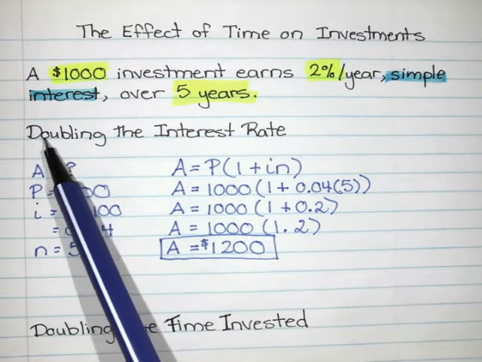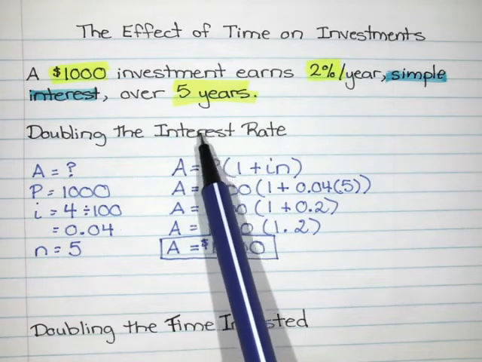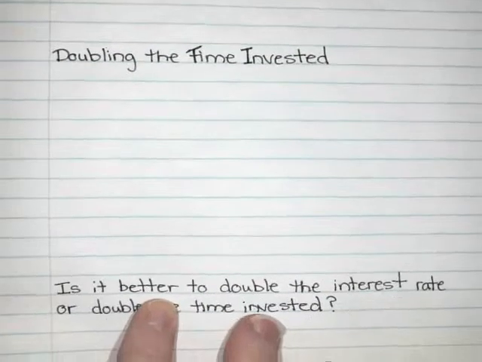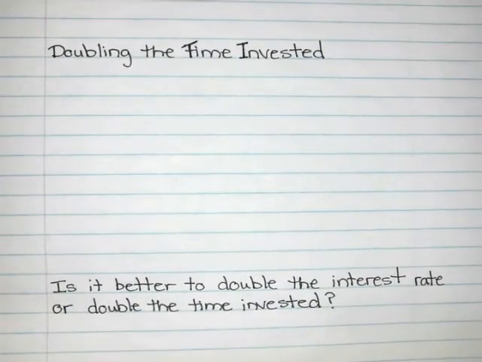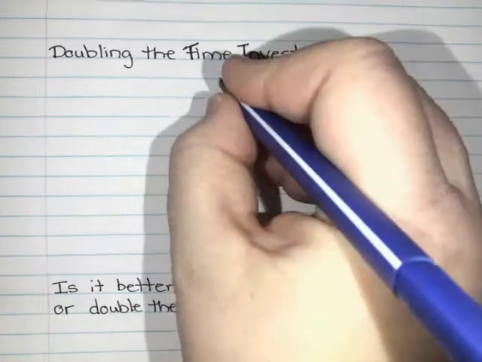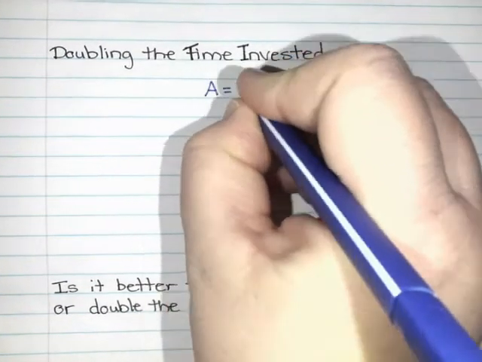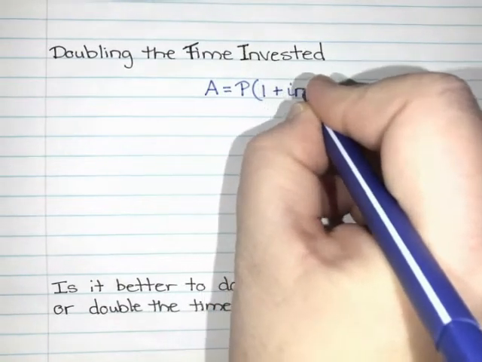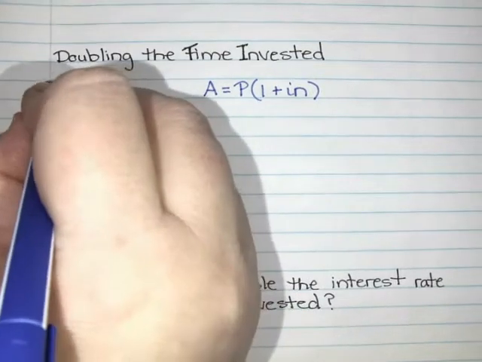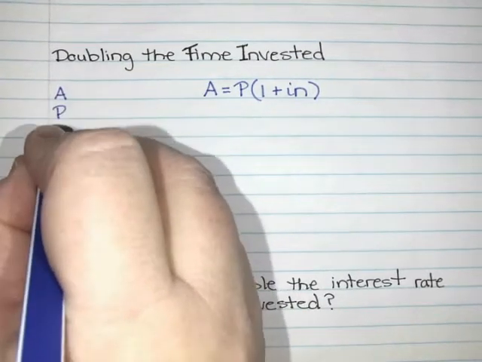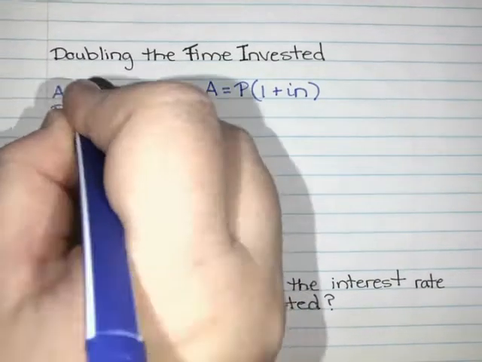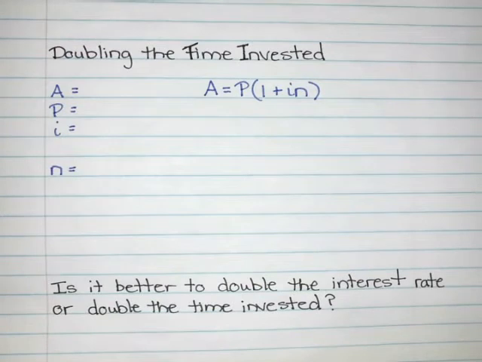We started by calculating what would happen if we doubled the interest rate. That was the previous video. And we are now going to look at what happens when we double the amount of time that it was invested for. So this is still simple interest. I am still going to use the simple interest formula, which is A equals P times (1 plus I times N). And I am once again going to list A, P, I, and N down the side. I always leave an extra line for I because it requires a little bit of work.